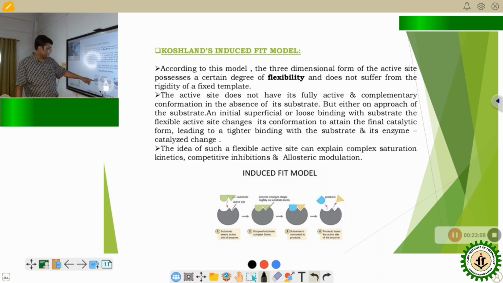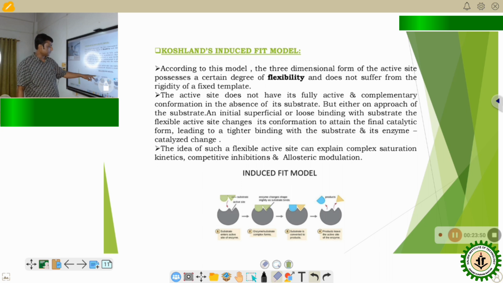Now here we can see, suppose this one is the substrate and this one is the enzyme with its active site. The shape of this active site is like this, but the shape of the substrate is this one. If you see here, they are not able to bind with each other. If, as in the previous case, the active site was rigid, then there is no possibility of enzyme substrate complex formation. But here, this model says that the active site has slight flexibility.